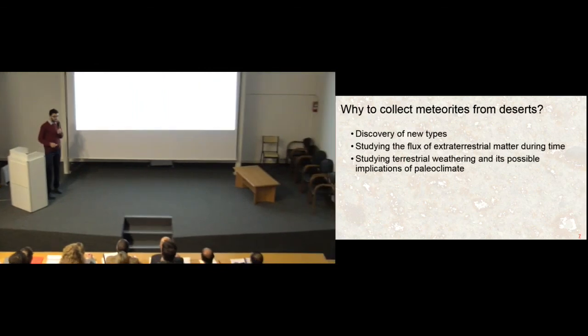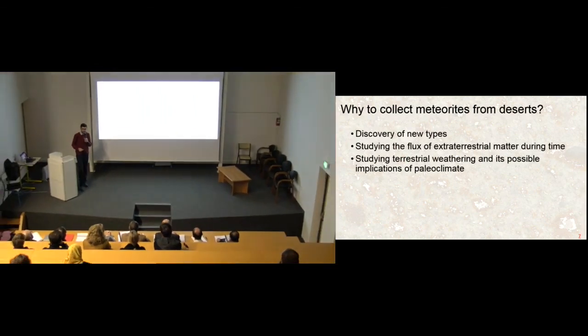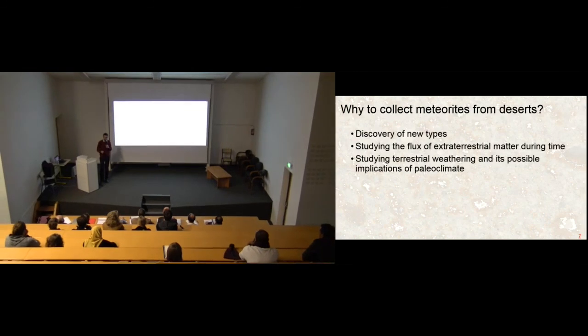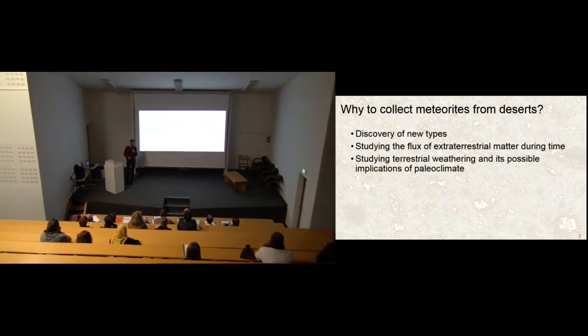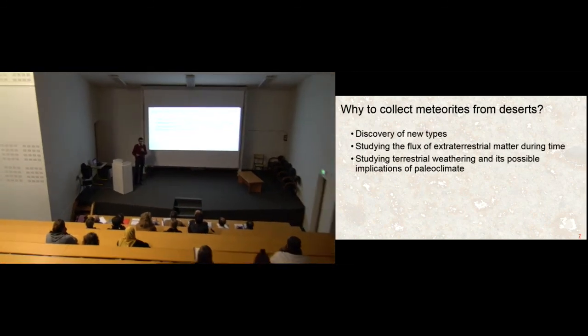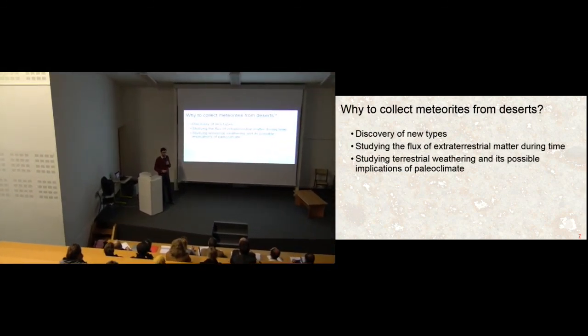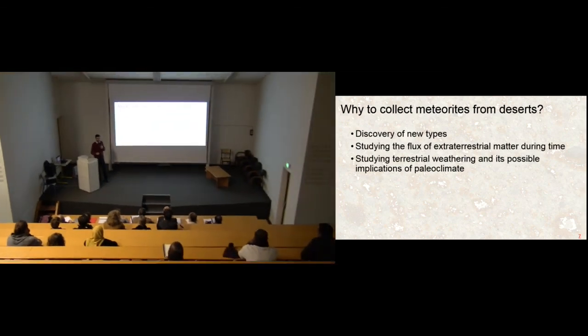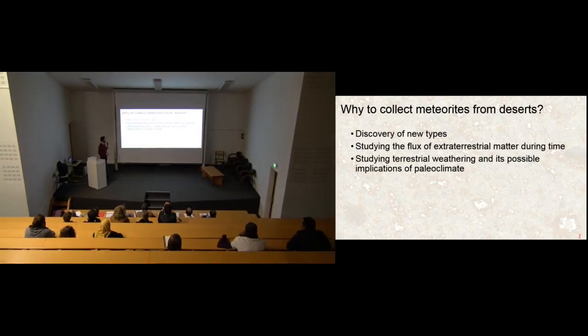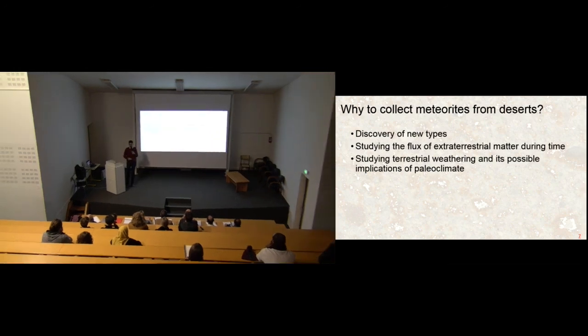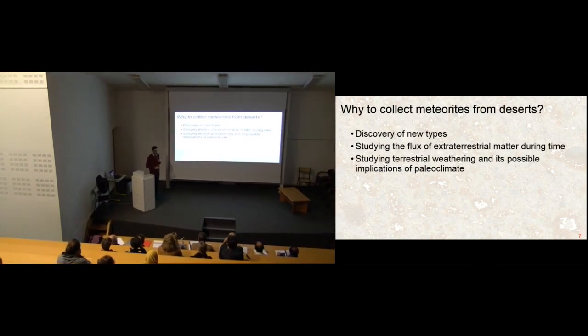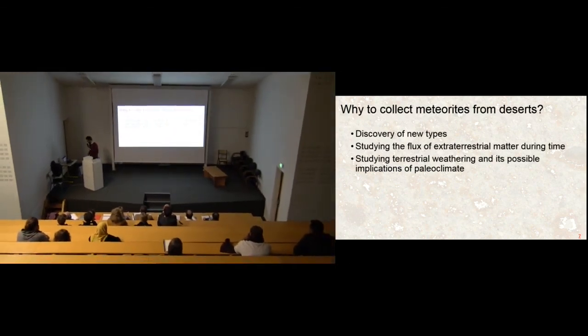Besides that, by collecting meteorites from different desertic areas and by dating when they have fallen to Earth, we can learn about the flux of extraterrestrial matter to Earth, to see whether it changes over time. Does the composition of matter which fell to Earth change over time? Or does the amount of material which fell to Earth change over time or not? And besides that, when we study meteorites from desertic areas and their terrestrial weathering, since the regime of weathering might be different in different regions, we can learn about the climate of the area during those times.